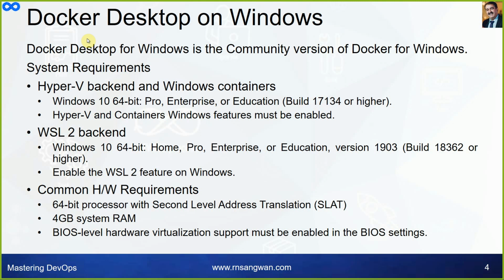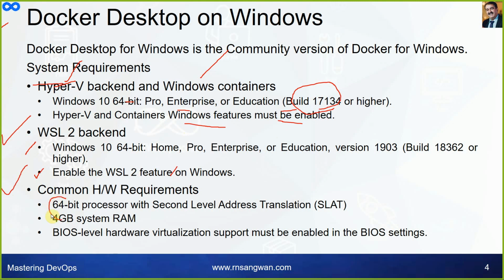Docker Desktop for Windows is the community version of Docker for Windows. The system requirement is that you need to have Hyper-V enabled: Hyper-V backend and Windows containers, Windows 10 64-bit Pro, Enterprise or Education, build number 17134 onward. Hyper-V and Containers Windows features must be enabled. Then you can also have the WSL2 backend: Windows 10 64-bit Home, Pro, Enterprise or Education, version 1903, build number 18362 or higher. Enable the WSL2 feature on Windows.